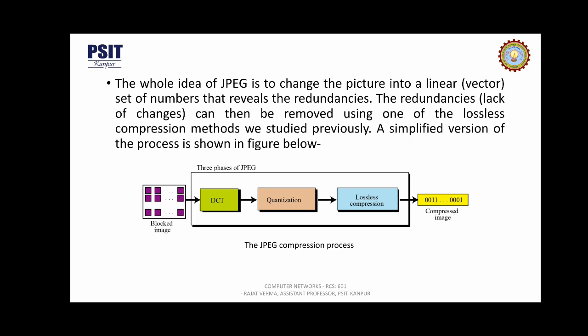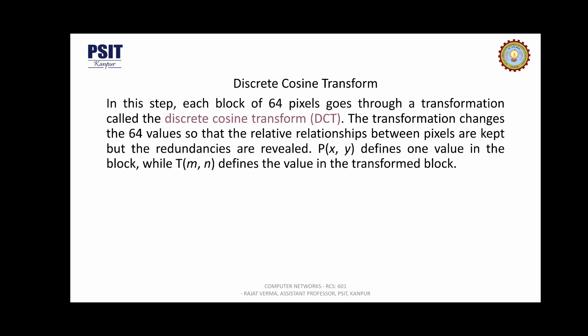Now moving on to the first process, that is DCT, the discrete cosine transformation, we get the picture as it is. Now in this step, each block of 64 pixels goes through a transformation called the discrete cosine transformation. Here the transformation changes the 64 values so that the relative relationships between pixels are kept but the redundancies are revealed. A few indexes are mentioned here. For example, P(x,y) defines one value in the block, while T(m,n) defines the values in the transformed block. Now, what is P and what is T? We will be focusing on that in the next slides, right?